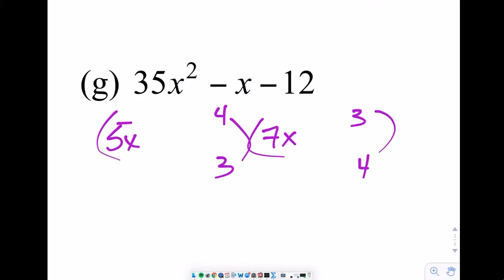We want a negative 1. So let's try the top row here. On the outside, you're going to get a 15, and on the inside, you're going to get a 28. 15 and 28 is not going to add or subtract to give me negative 1. So that's probably not going to be it.